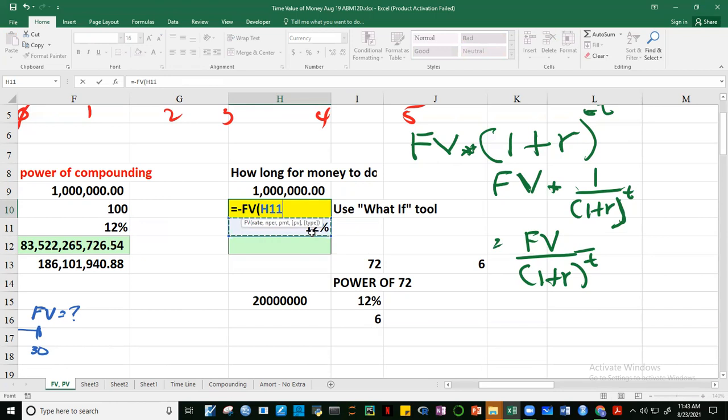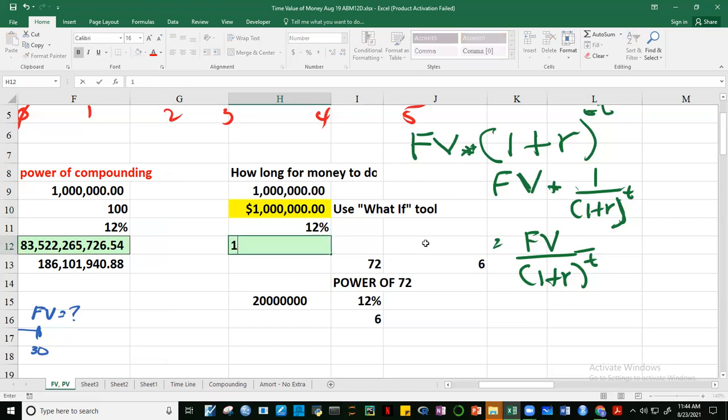Rate is 12% here, comma. NPER is ito. Ito yung NPER natin. Ilang years, comma. Walang PMT, meron tayong present value, ito. Okay, so that's our formula. So 1 million pa rin to kasi wala naman ditong years.